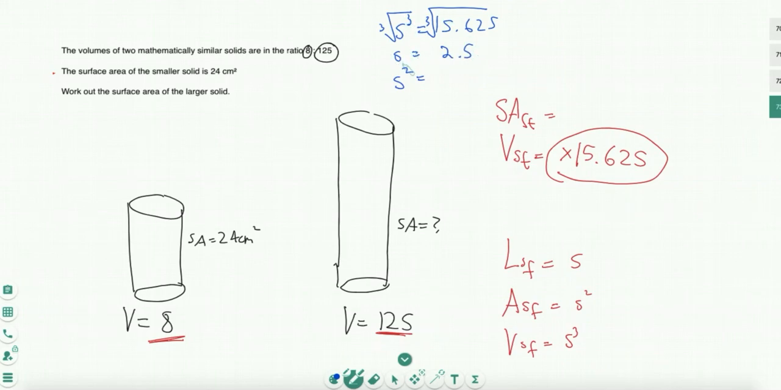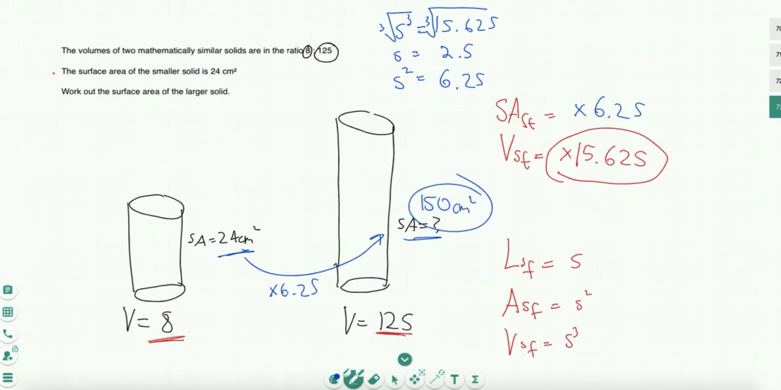Now, once we have s, to get to s squared, we'll just square 2.5, which is going to be 6.25. So now our surface area scale factor is going to be times by 6.25. And since we're going from a small shape to a big shape, we're going to multiply by 6.25. So 24 times 6.25 is 150. And that is the surface area of the large shape.